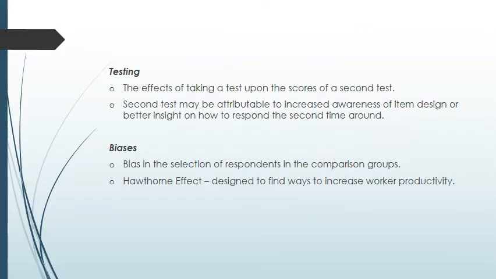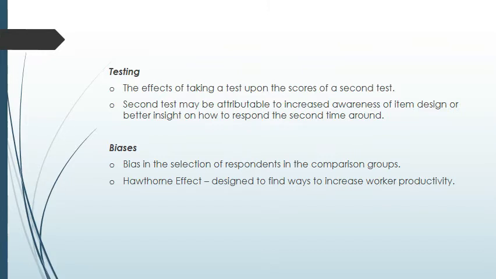The third factor is testing. Testing is the effects of taking a test upon the scores of a second test. Higher scores on the second test may be attributable to increased awareness of item design or better insight on how to respond the second time around. To remedy this, the professor administered the same pretest after the experiment but in a different form to avoid the effect of practice. The fourth one is biases.